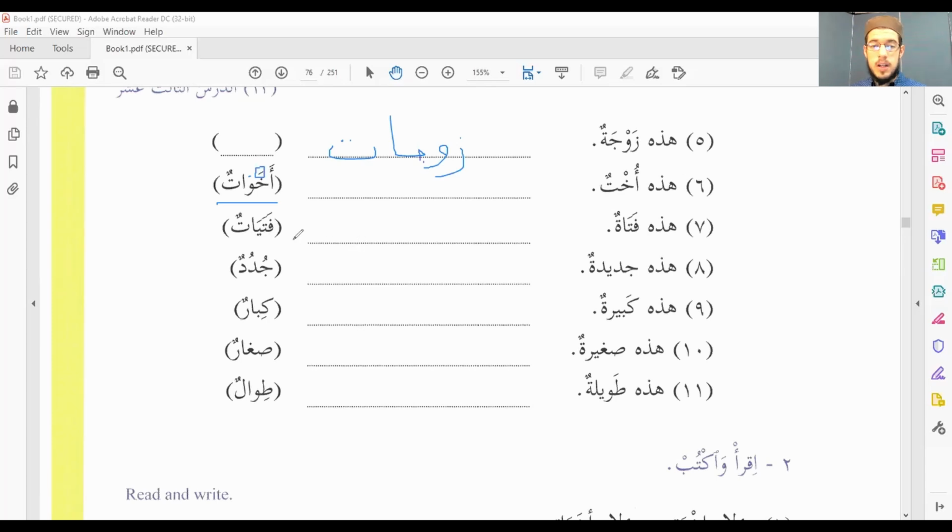Fatayat. Very good. And that's a similar phonetic thing going on with akhawat and fatayat. Everything is muharrak. It has a haraka, a short vowel. Fatayatun, the plural of fatatun, young lady. Sister Musarrat, number 8.